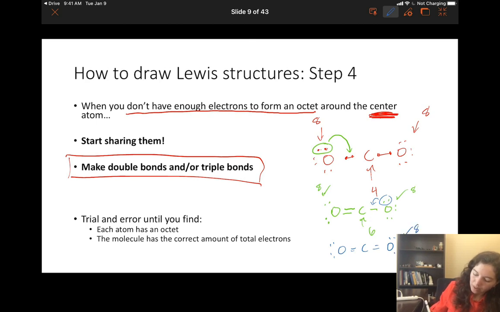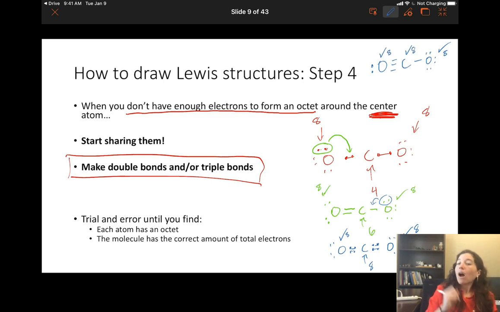Octets fulfilled. We've got 8 now around here because we've got 1, 2, 3, 4, 5, 6, 7, 8. Carbon's happy, and there's 8 around here, so we're good as well. So let me show you that other structure so you can see it. We'd have 1 lone pair remaining around this oxygen. We'd have 3 around here. If you look, our octet is fulfilled. We have 8 here, we have 8 here, we have 8 here. 2, 4, 6, 8. So either of these structures right now is technically correct, and we're going to learn in the next video why one of these is better than the other.